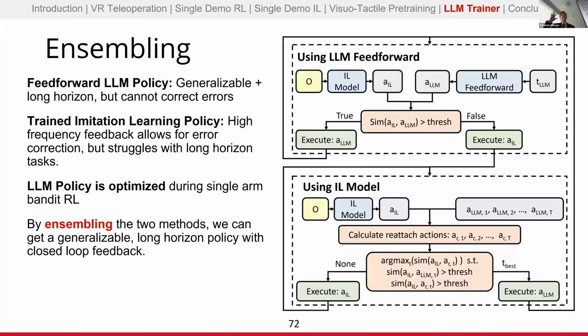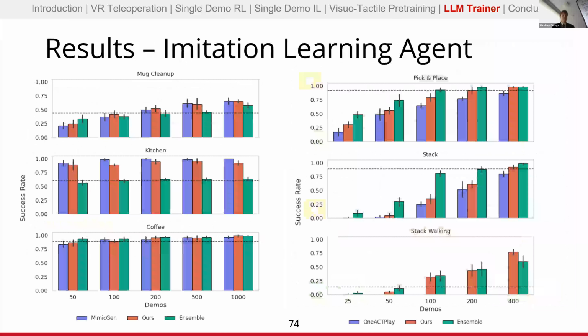Then if we detect a failure, and we detect failure by having the similarity between the imitation learning and the LLM's generated trajectory, if those two predictions vary a lot, then we say, okay, we've had a failure. The imitation learning agent wants to correct this. So we switch to using the imitation learning agent, let it correct whatever the mistake is. And then if we notice that we've re-entered that LLM feed-forward trajectory, we then switch back over to the LLM feed-forward trajectory to finish executing the task.